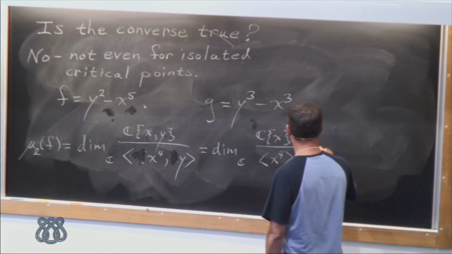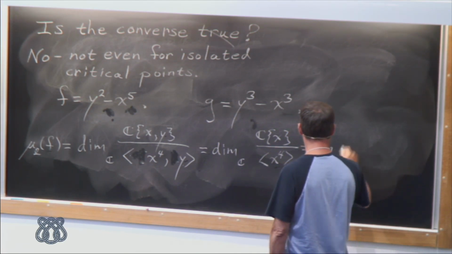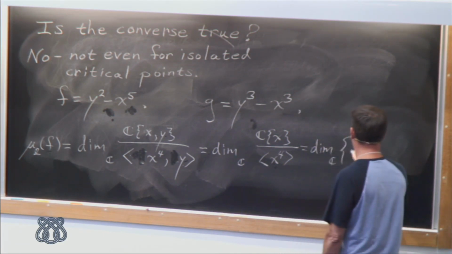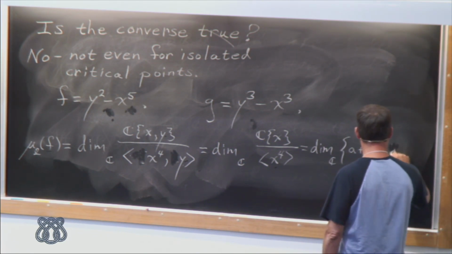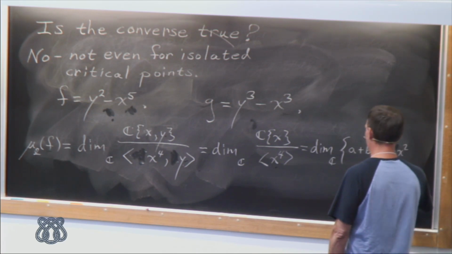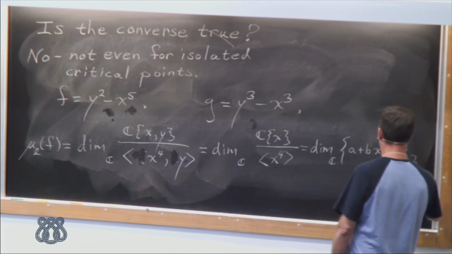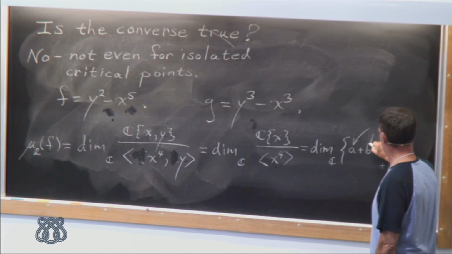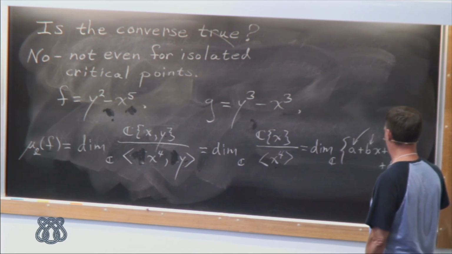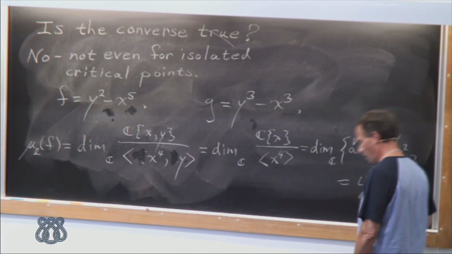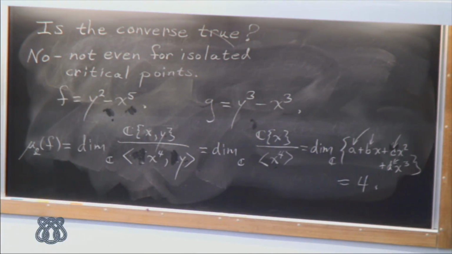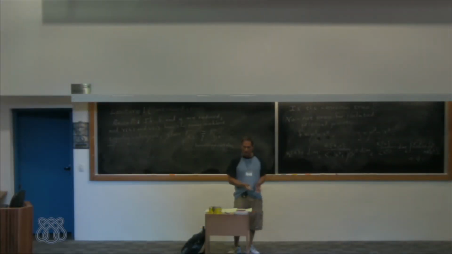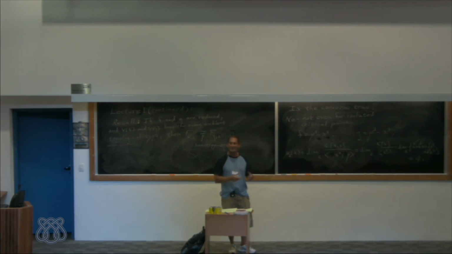This is the dimension as a complex vector space of the set of things that looks like a constant plus a constant times x plus a constant times x squared plus a constant times x cubed. Quick! What's the dimension? You get to pick these 4 complex numbers. This is 4. All right. This is not the Krull dimension. It's its dimension as a complex vector space. It's very easy examples.